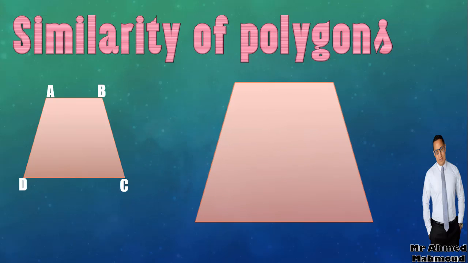So the resulting polygon, which is called XYZL, for example, is similar to the original polygon ABCD. Again, the polygon XYZL is the enlargement of the polygon ABCD, so the two polygons here are said to be similar. Similar means they have the same shape but different size. Again, similar means the same shape but different size. Let's study the properties of similarity of polygons.